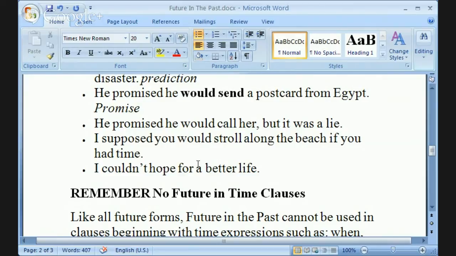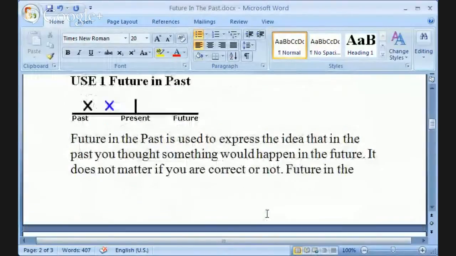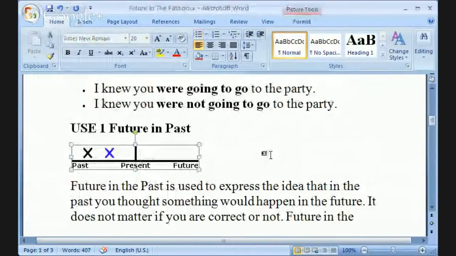So actually, this construction, I couldn't hope for a better life, is an interesting construction. What is the time phrase here? What do you think? What are we talking about? I think that we're talking about the future in the past, but if you can show us the diagram. I think the black X remains in the same position, but the purple one should jump to the future. Yeah. Okay. There you go.